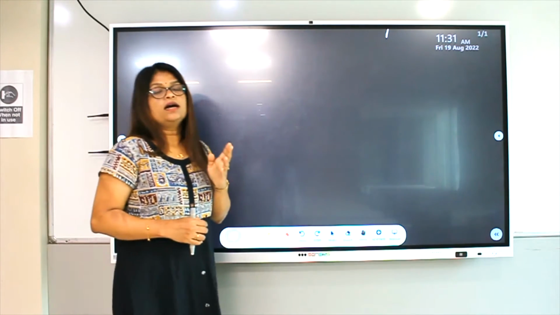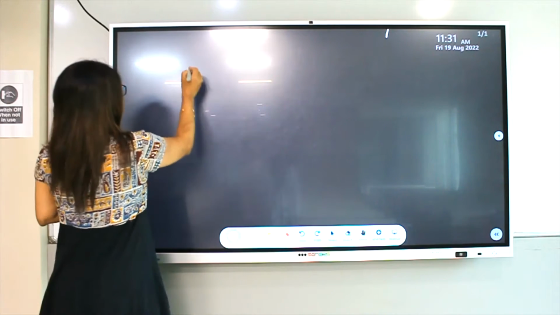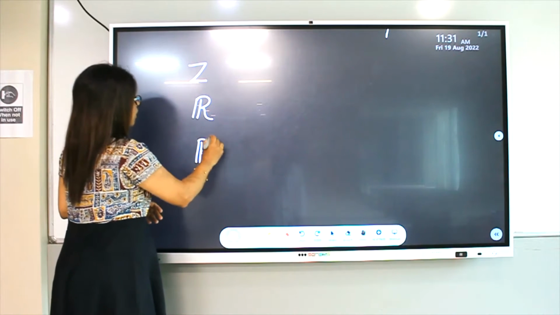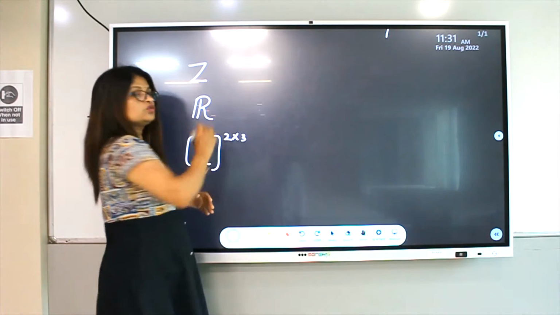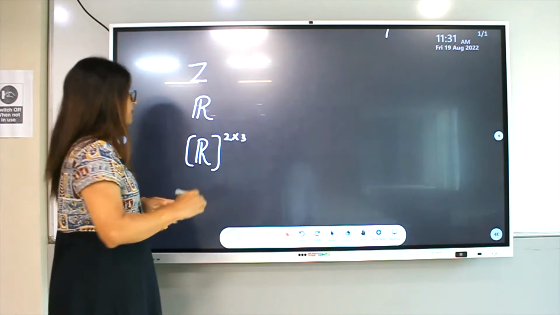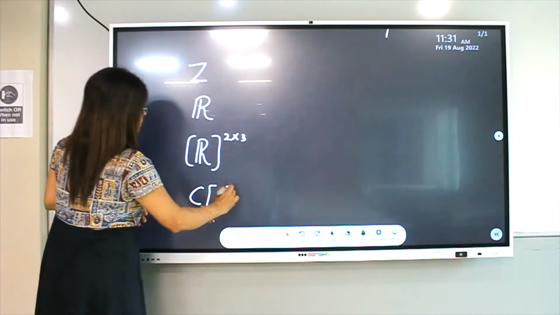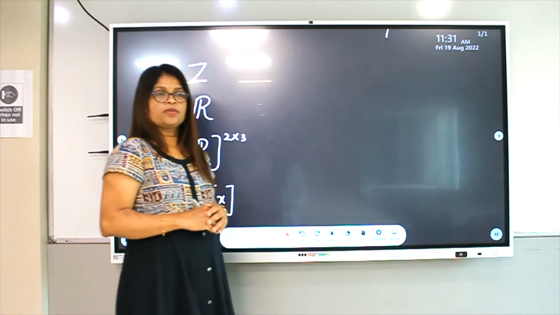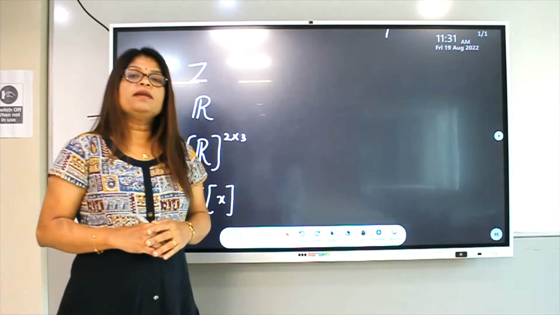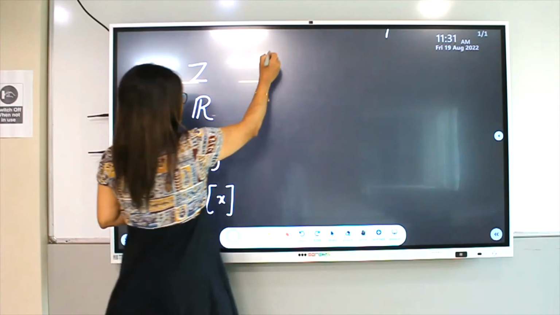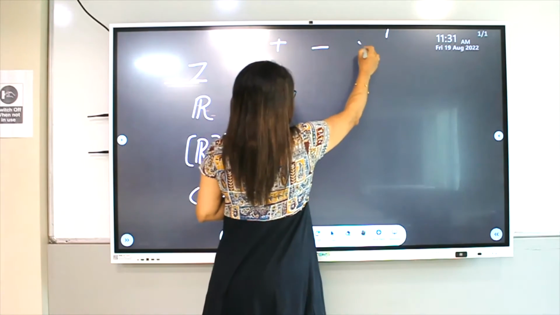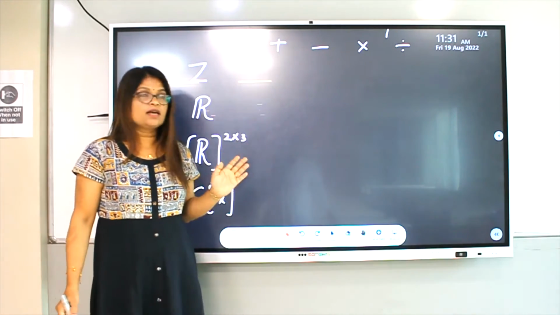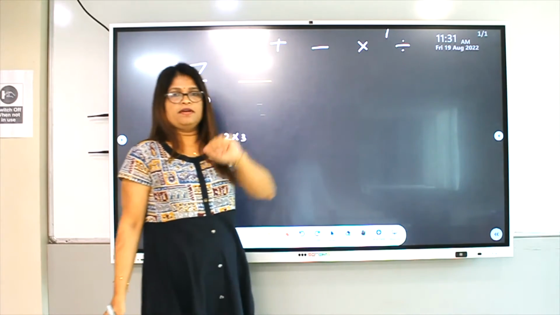Let us see four sets: integers, the set of real numbers, the set of matrices of order 2 by 3 with real entries, and the set of polynomials over complex coefficients. In arithmetic we are familiar with four operations: addition, subtraction, multiplication and division. Let us see on these four sets which of these four operations are available.